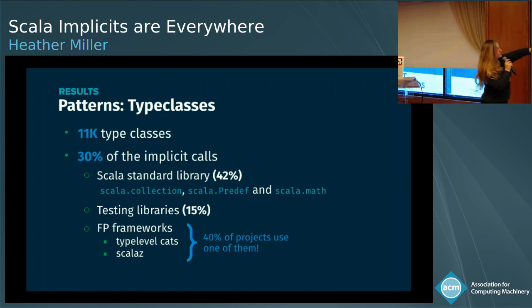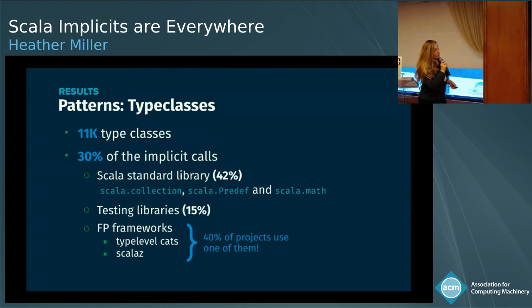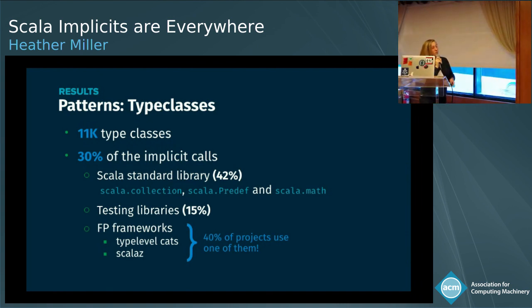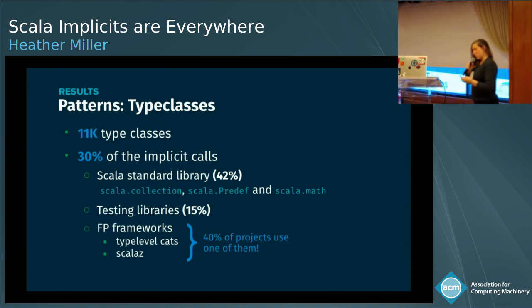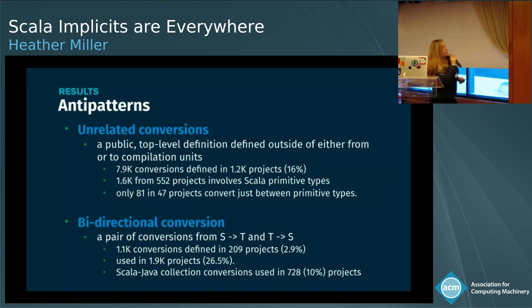And then 15% is in libraries, and the rest comes from functional programming frameworks, which is interesting because we found that about 40% of all projects make use of these functional programming frameworks, which I found particularly surprising because I thought they were a little bit more niche than that. Apparently they are not.